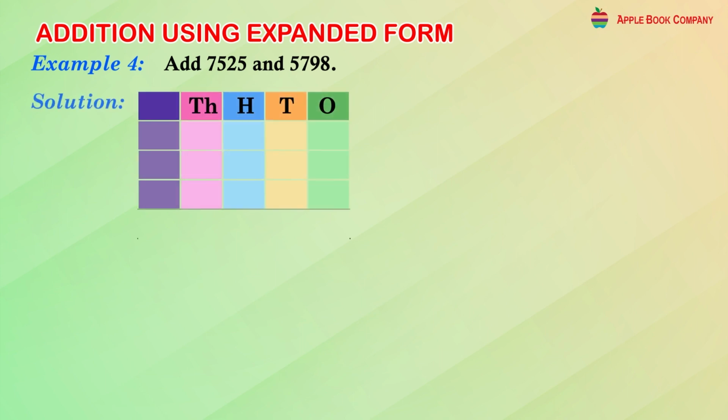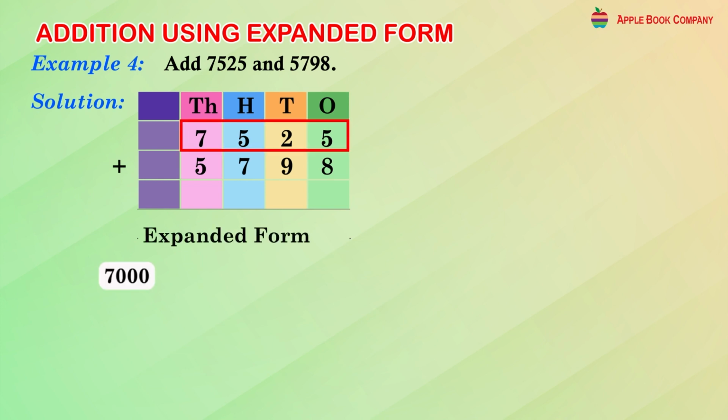Add 7,525 and 5,798. Now, how do we do this? We generally write them in the correct columns, where we place 7525 plus 5798 in the ones, tens, hundreds and thousands columns. Whereas the expanded form of the following is 7000 plus 500 plus 20 plus 5.